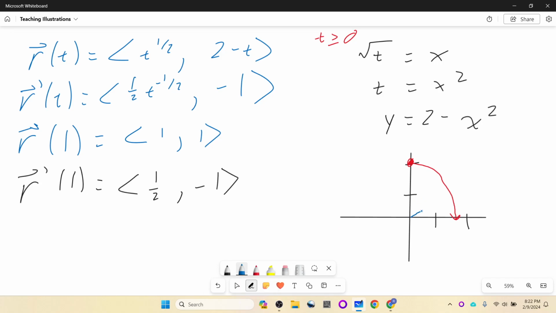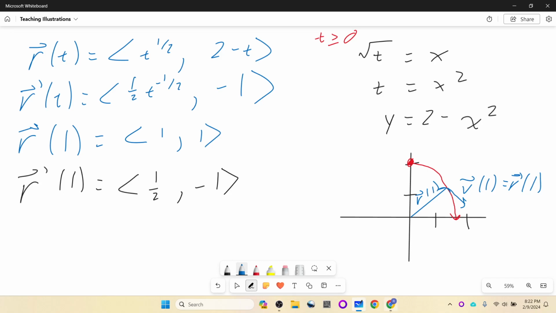I'm bad at drawing. Something like that. If you gave me this on a test, I would give you full credit because, well, I would need to label this. This is v of 1 or r prime of 1, equally good. And this is r of 1.